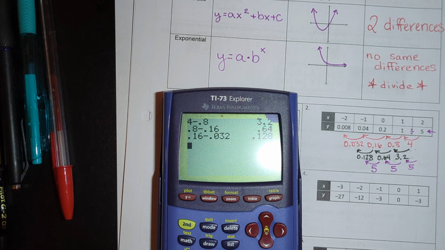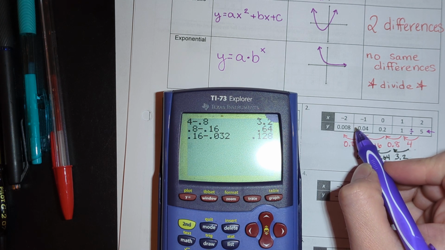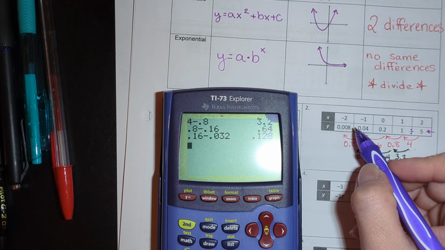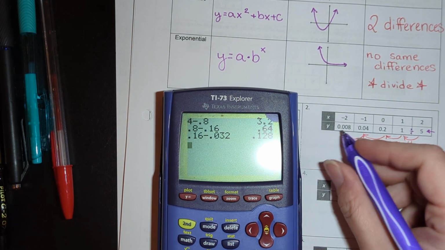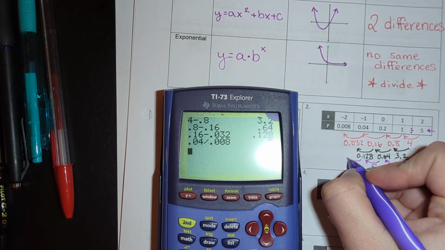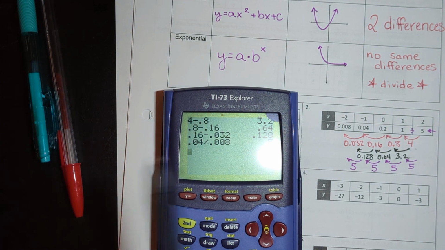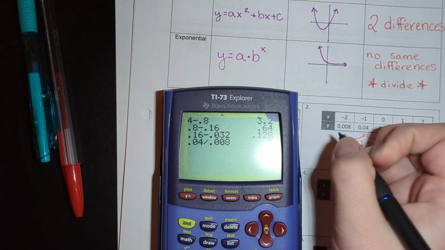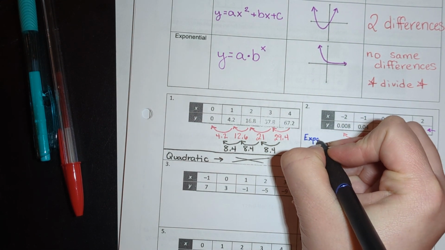It helps if you actually do the math, because there will be some problems where they make it wrong until the very last box. So if you just assume that it's right and you don't actually do it, you will get the whole question wrong. So don't just assume because it worked 2 or 3 times. Do the entire table. All right, and then the last one, 0.04 divided by 0.008. We got 5. So is this one actually exponential? Yes. It is exponential.